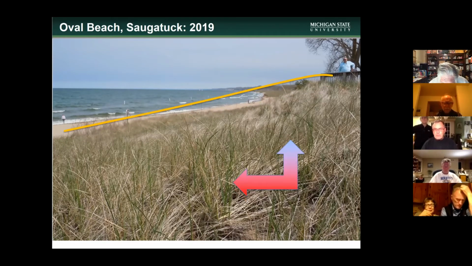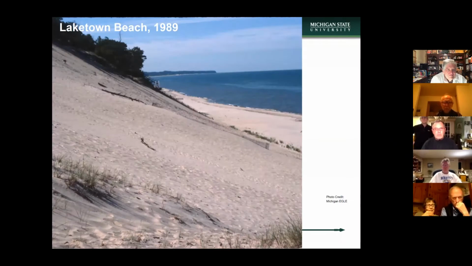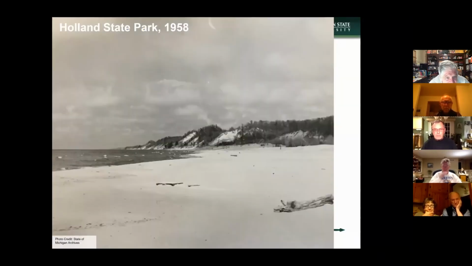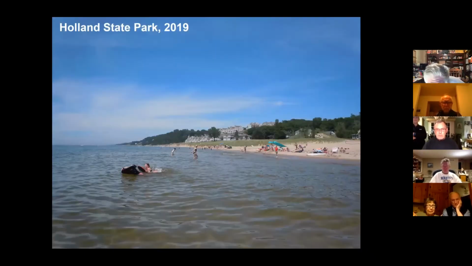And it's grown upward. Here's Lake Town Beach, 1989. Same thing applies. There's Lake Town Beach in 2019. Again, '89, '19. Trees in 30 years. Kevin's really excited about that. Holland State Park, '58. My birth year, 1958. And there it is today.